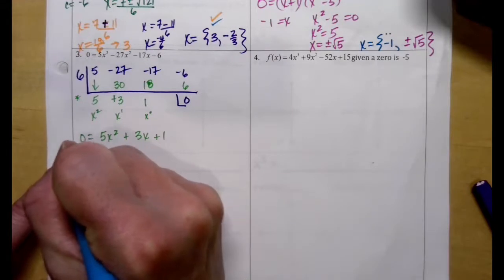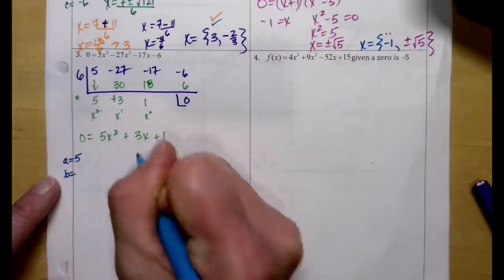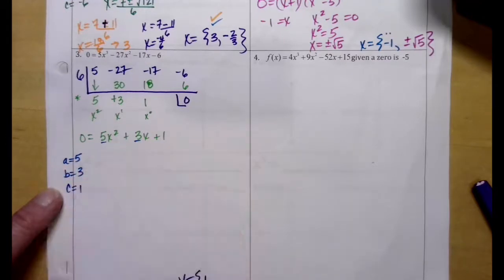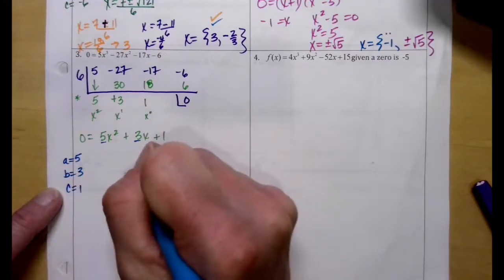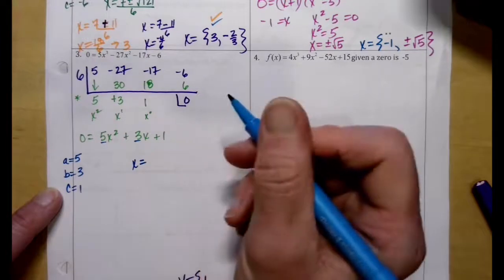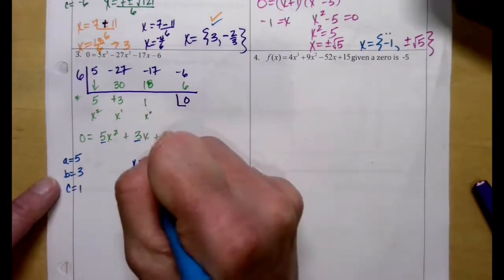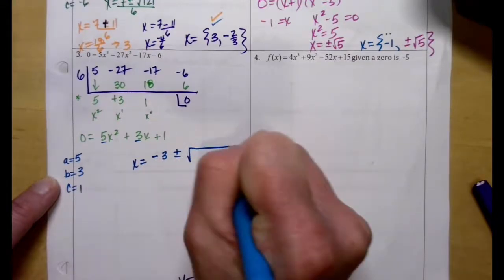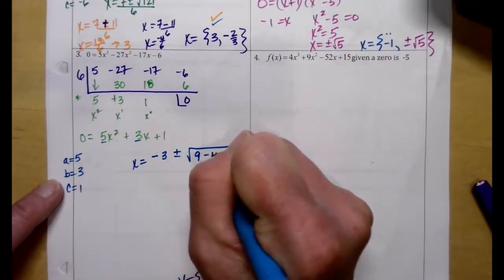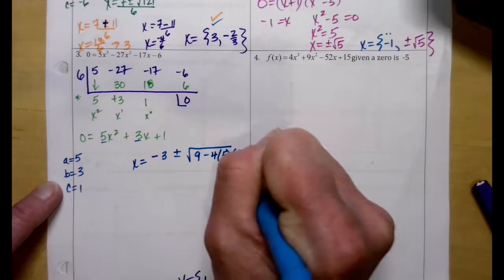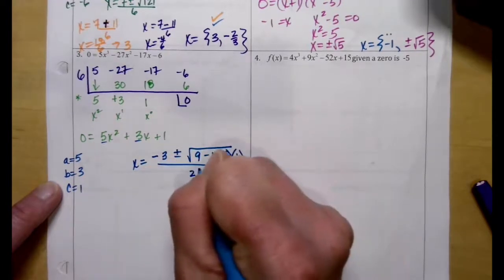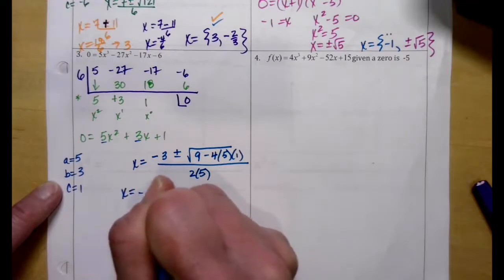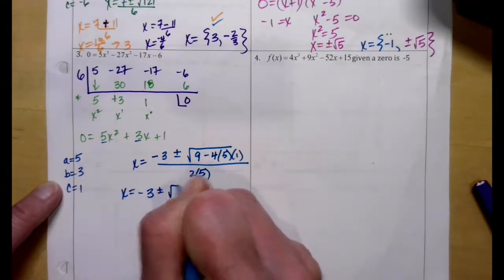I know that A has a value of 5, B has a value of 3, and C has a value of 1. All the values of x are equal to, let's do the quadratic formula, the opposite of B, plus or minus the square root of b squared minus 4 times a times c all over 2a. X is equal to negative 3 plus or minus the square root.